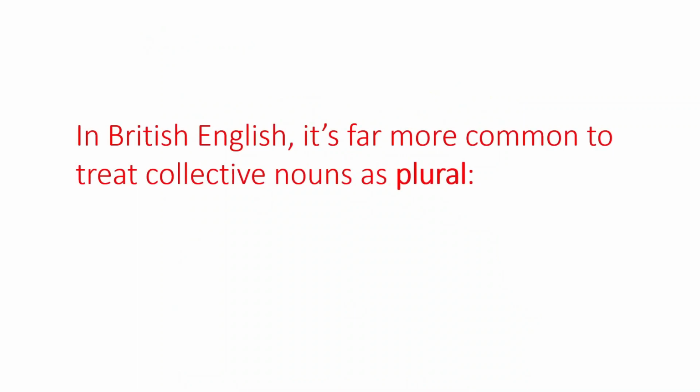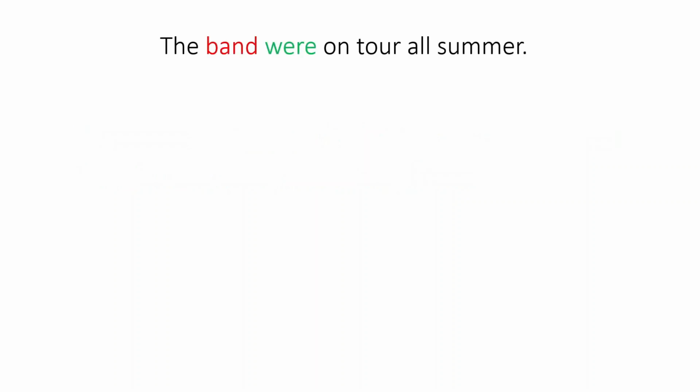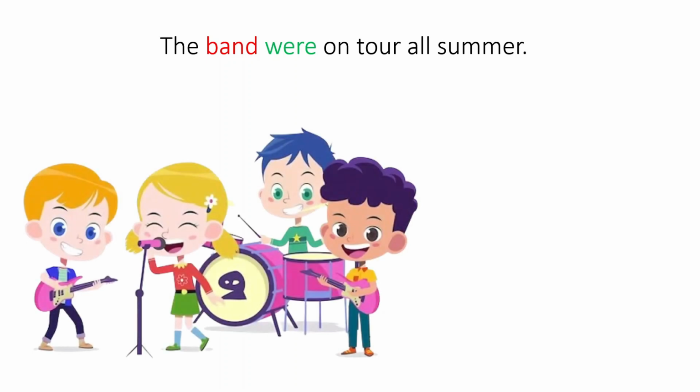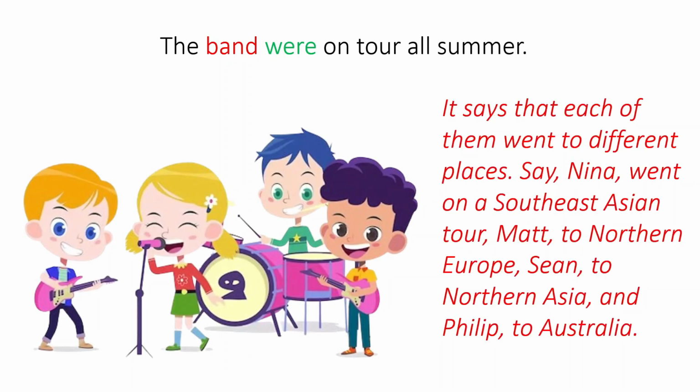In British English, it's far more common to treat collective nouns as plural. For example, the band were on tour all summer. It says that each of them went to different places. Say, Nina went on a Southeast Asian tour, Matt to Northern Europe, Sean to Northern Asia, and Philip to Australia.